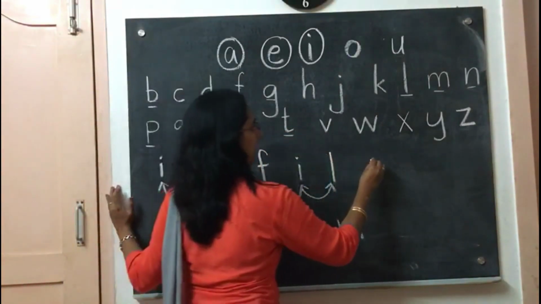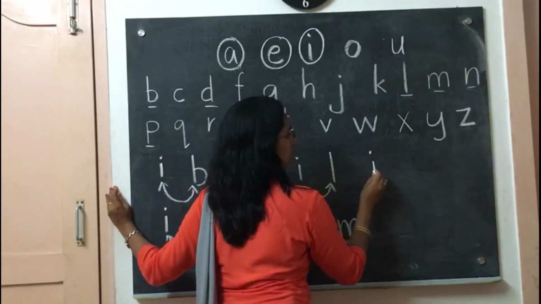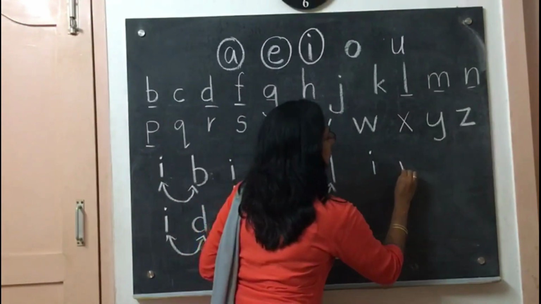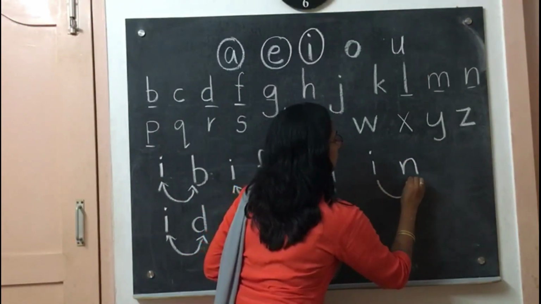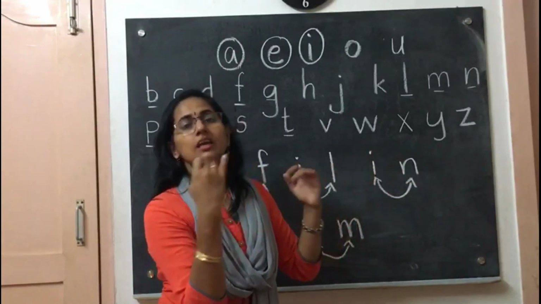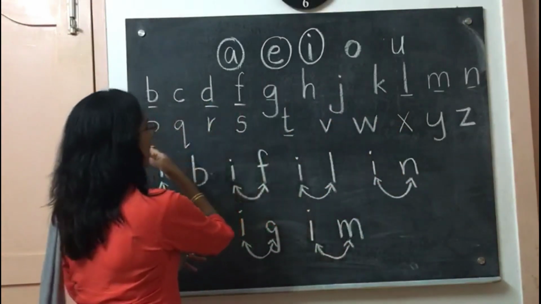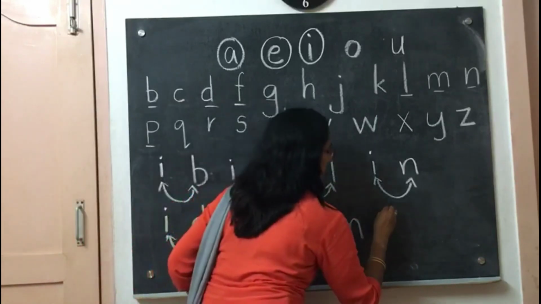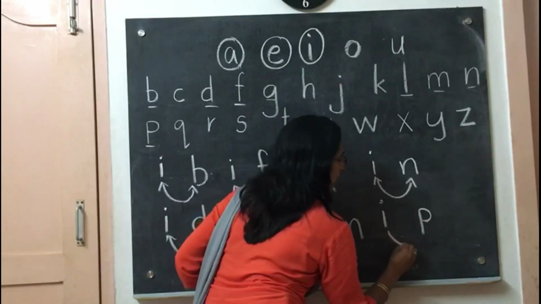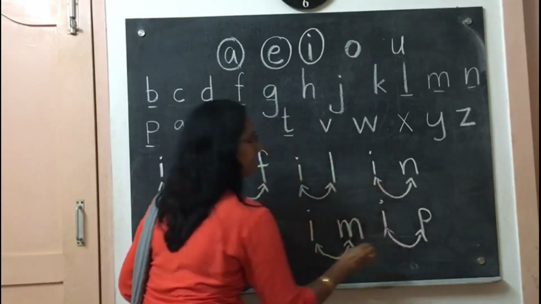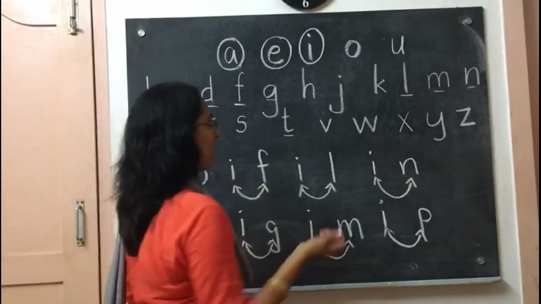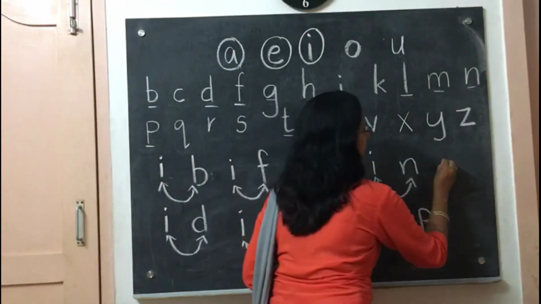Right? Again, I'll show you one more letter, joining E with N. E, N, In. Right? Let's see one more. Ip. Let's join E with P. E, P, Ip, right.